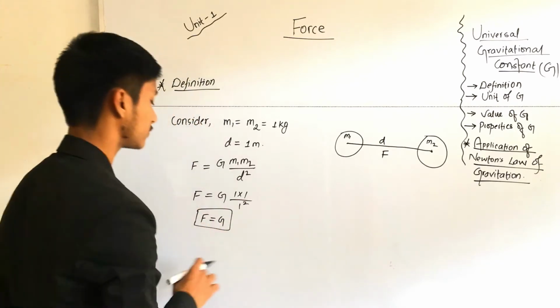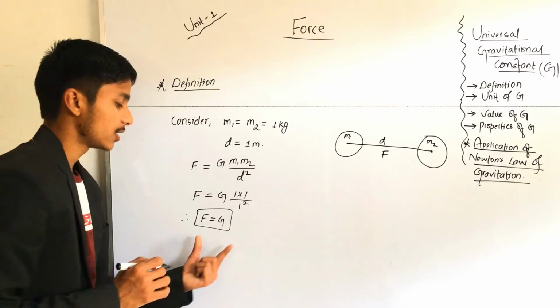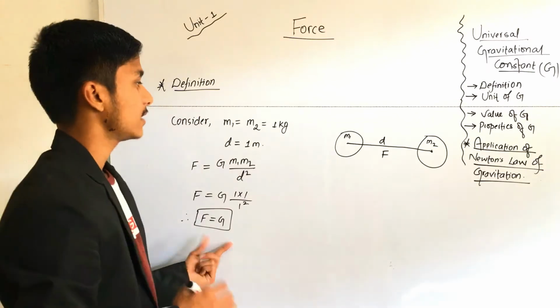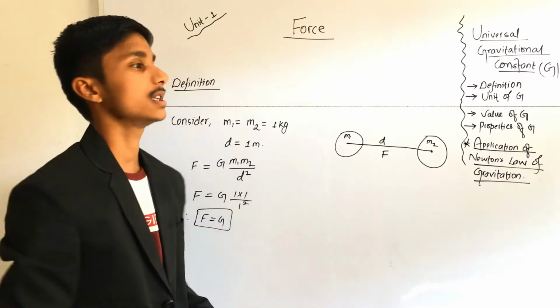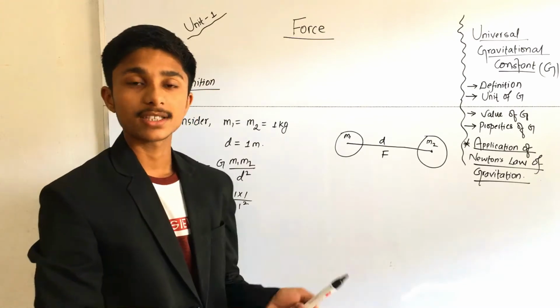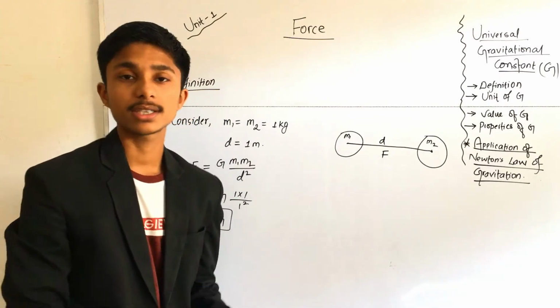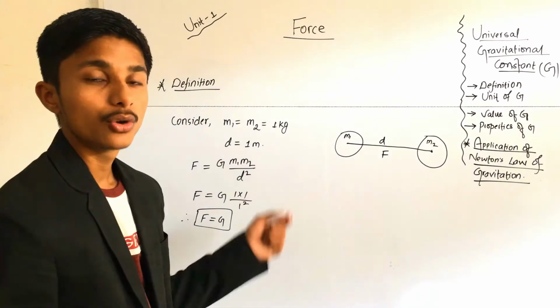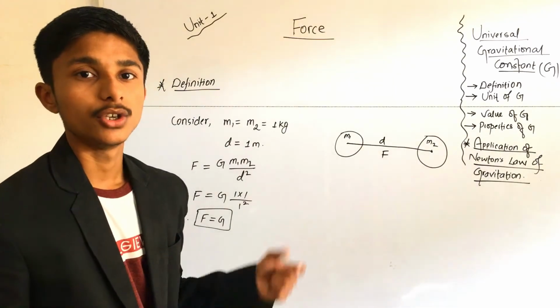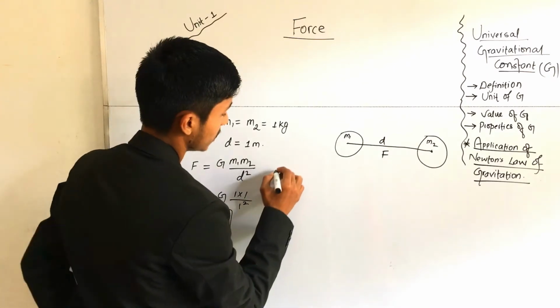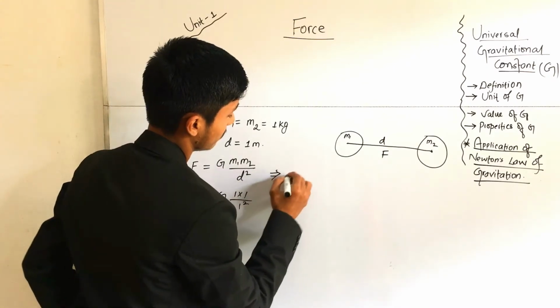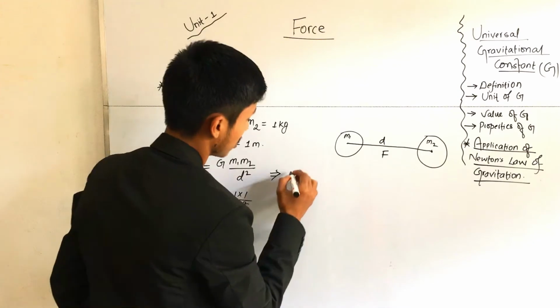So from this we can conclude that the universal gravitational constant is defined as the gravitational force existing between two unit masses separated by unit distance. Here we write the definition of the universal gravitational constant.